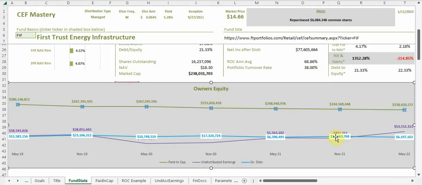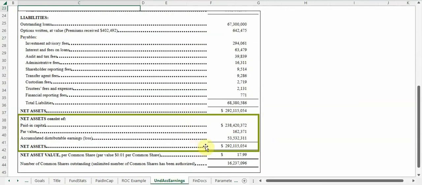Below that is the accumulated distributable earnings of $53,532,311. If we go back to our fund stats page, you can see this figure represented right here as well. Also, if you notice, the net asset value of these three numbers combined also equals the net asset value of the fund's assets minus its liabilities.